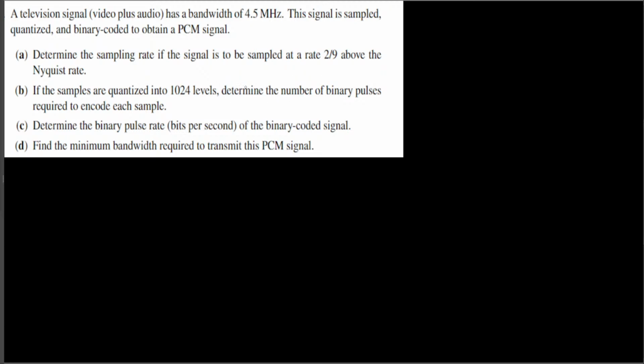number of binary pulses required to encode each sample. And part C is asking to determine the binary pulse rate, in bits per second, of the binary coded signal. And part D is asking to find the minimum bandwidth required to transmit this PCM signal. Okay, so now let's look at the A part of this question.